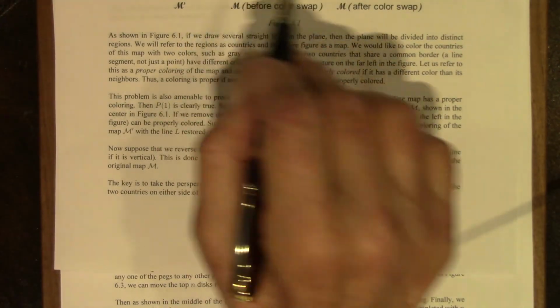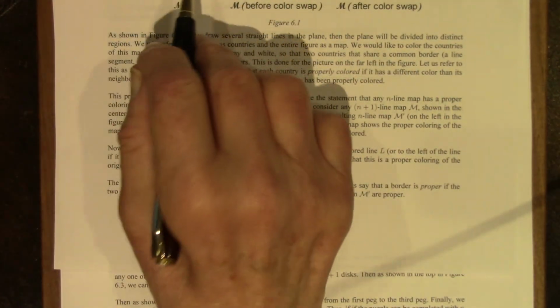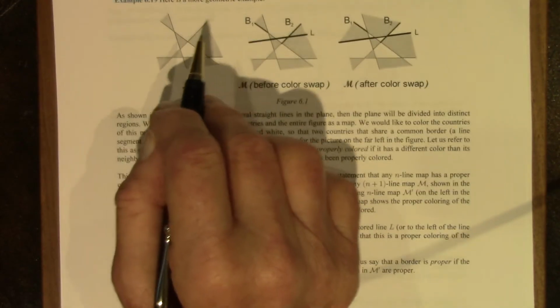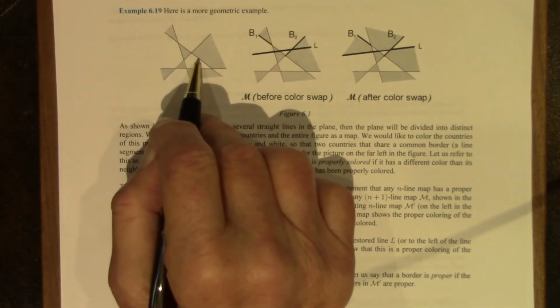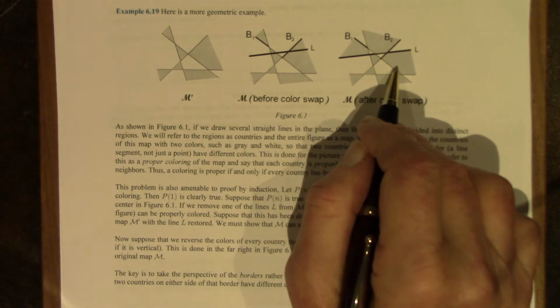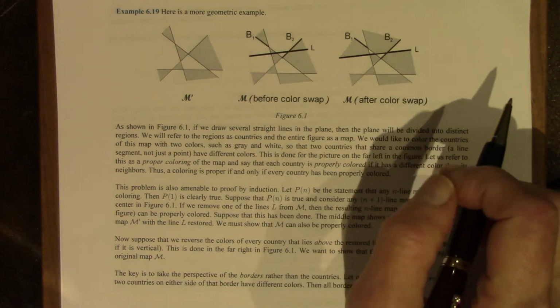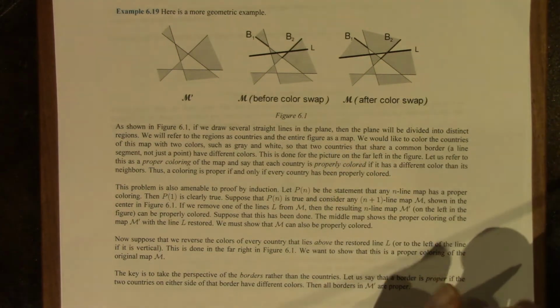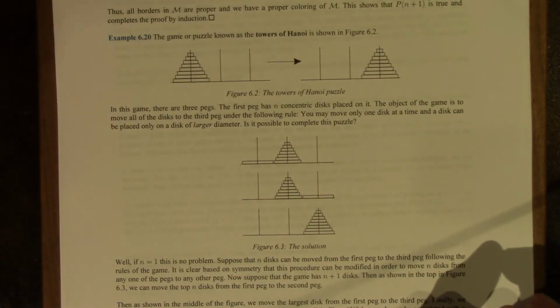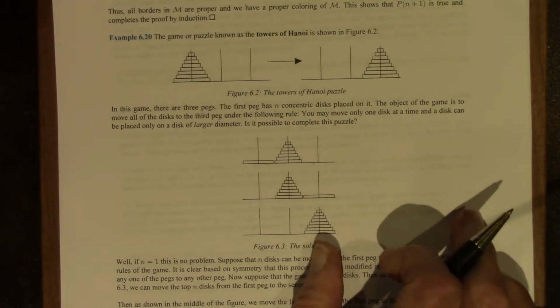But this argument does show that if a map with n lines can be properly colored, so can a map with n+1 lines. And so that's the inductive step, and it shows that all maps with n lines can be properly colored.